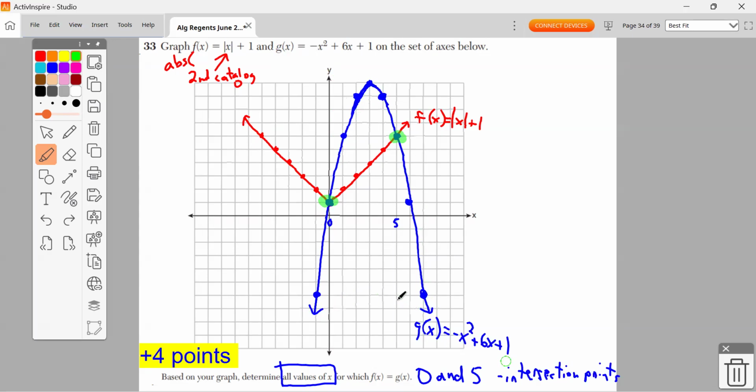Very, very important there. The second part of this says, based on your graph, determine all the values of x for which they're equal. They're equal at the intersection points. They're equal here and here. That's at x equals 0 and x equals 5, because those are the intersection points.